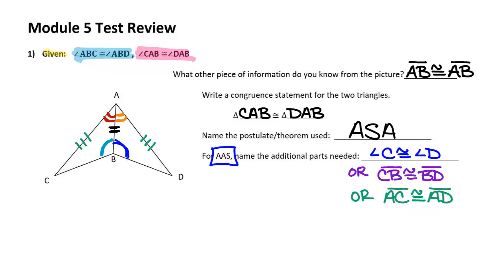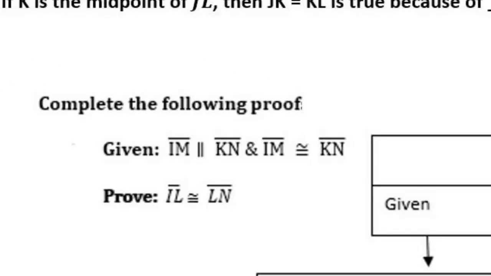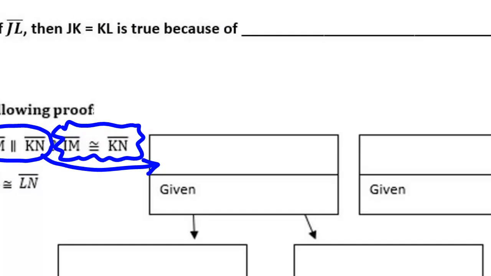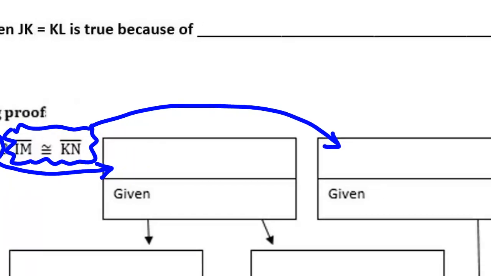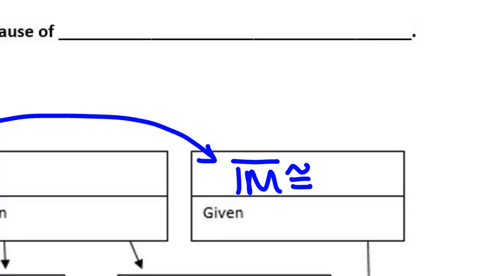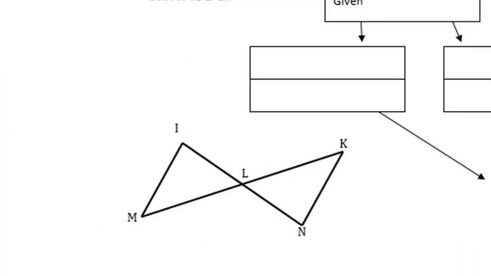All right. I have 5 minutes left, and I think that's just enough time to get through number 20, the very back problem. So go from the front of the packet to the very back of the packet. We're going to take our given information and put it in these top two boxes. I want the second piece of information in the second box because there's nothing more that I can do with IM congruent to KN. No more useful information will come from that.